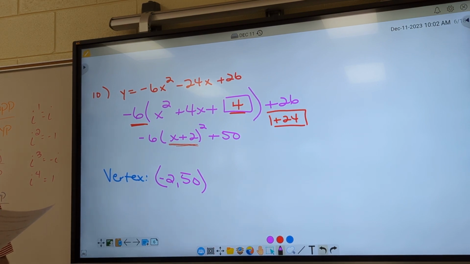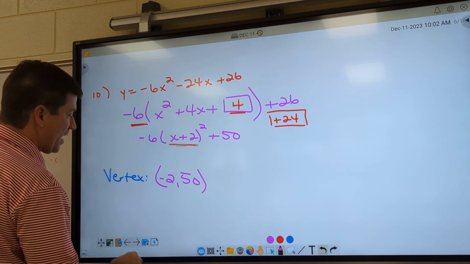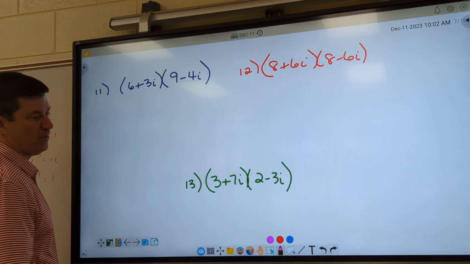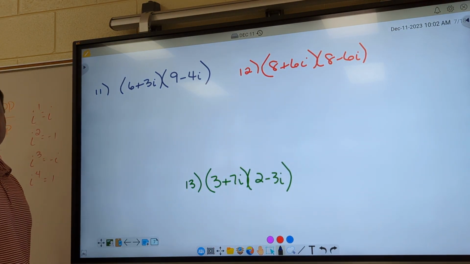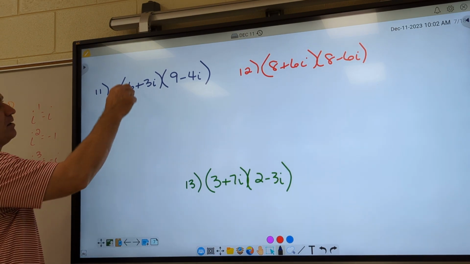All right, 11, 12, and 13 are all going to be really easy and really quick. How do we do 11? It's just a FOIL method problem. 11, 12, and 13 are just FOIL. We did this last week on the test. It should be fresh on your mind.